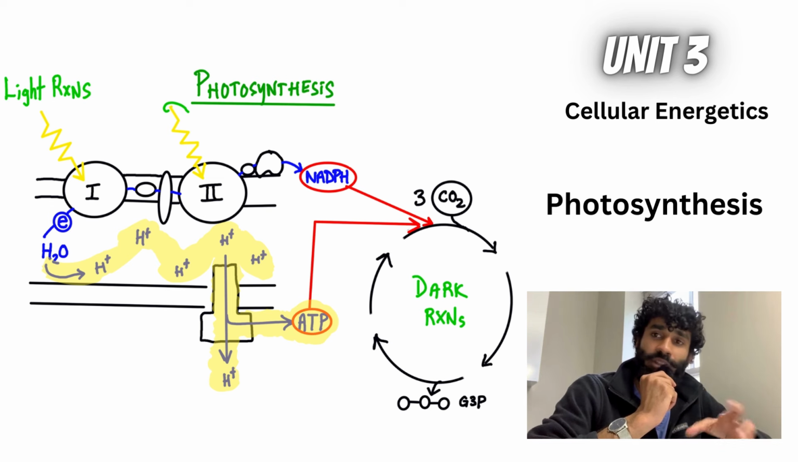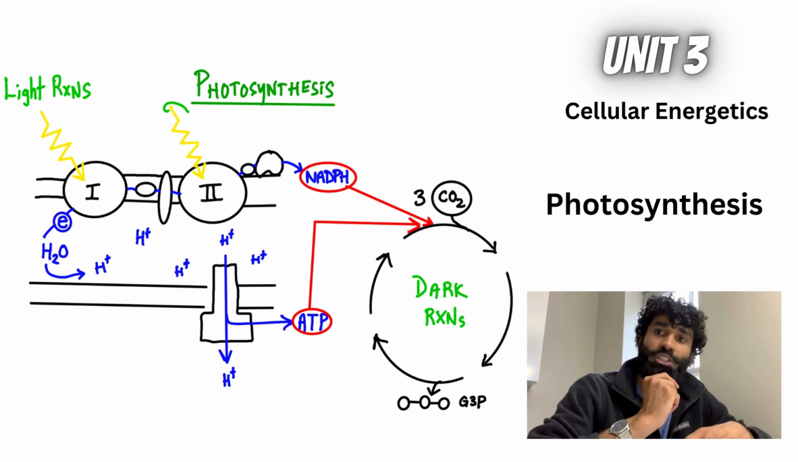Now, the NADPH and the ATP from the light reactions are used by the dark reaction in the stroma to fix carbon from CO2 into a 3-carbon glucose precursor molecule called G3P.